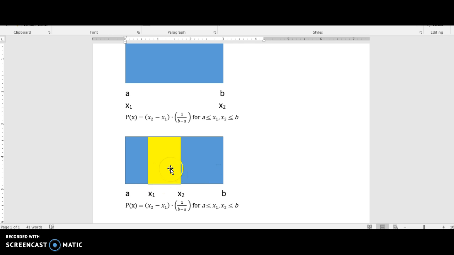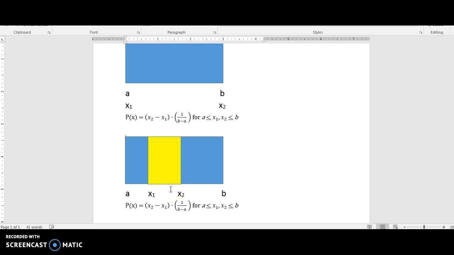I want to know the probability or area of the yellow box. Therefore, I'll find that by the base area of concern or of interest. That's x2 minus x1. So whatever that value right there for x2 is, subtract x1, that's the length or distance of my base, times the height, which is still 1 over b minus a. And that will give me the probability of this area.